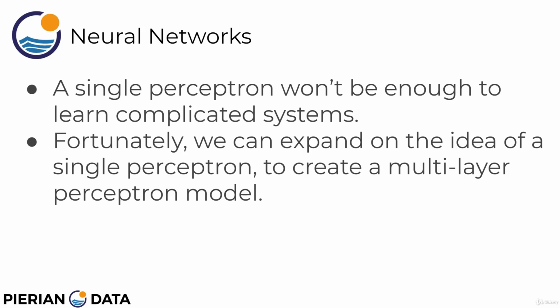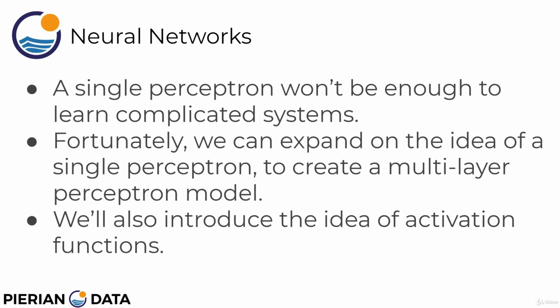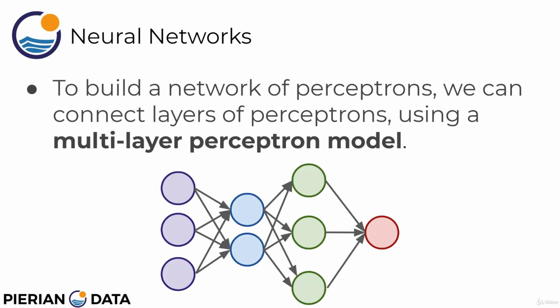However, a single perceptron model won't be enough to learn complicated systems. Fortunately, we can expand on the idea of a single perceptron to create a multi-layer perceptron model, commonly known as a basic artificial neural network. We'll also introduce the idea of activation functions, which we'll cover in a future lecture.